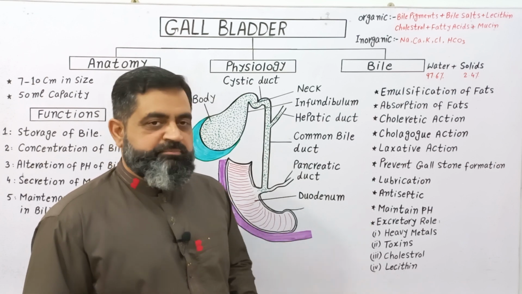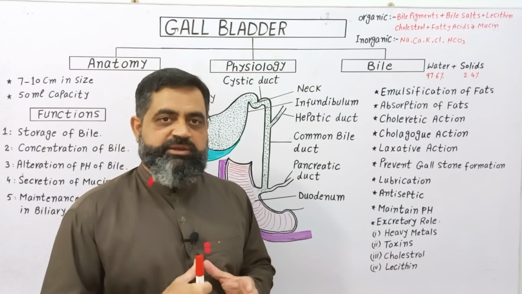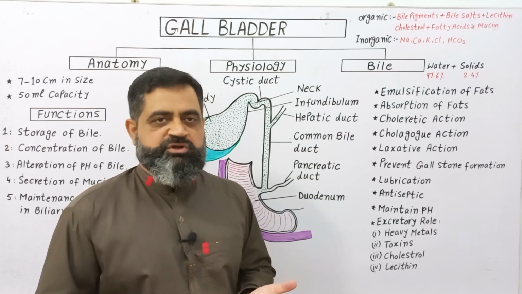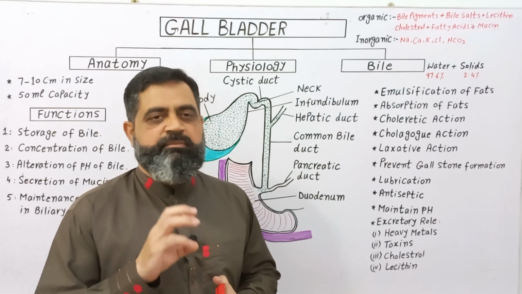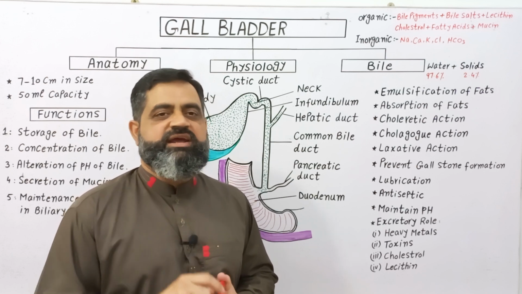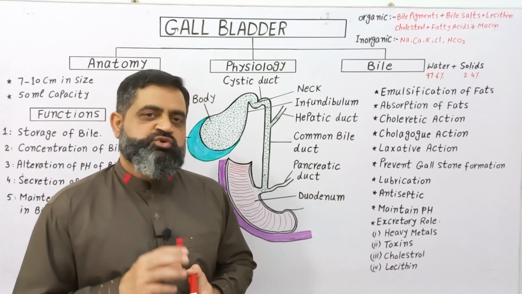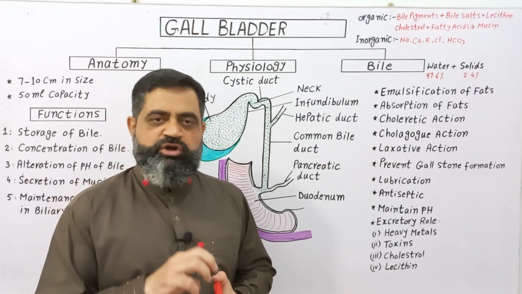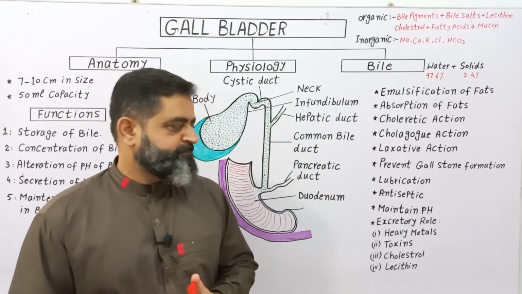They also maintain the pH. As you know, the food coming from the stomach, which is also known as chyme, is acidic in nature because there is acid in the stomach. When this acidic food comes into the small intestine, bile salts help to neutralize that acidic food into a basic pH, so that the enzymes present in the small intestine can act upon these food particles to digest them.